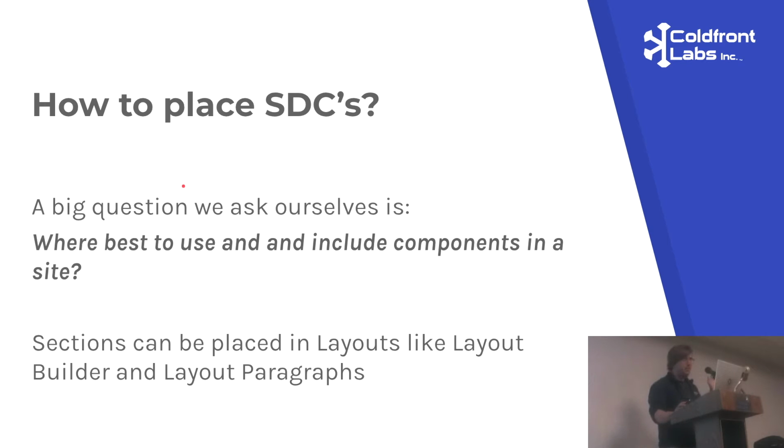A common problem that SDCs have had floating around is that we can make them, define them and make them available, but we sometimes have different opinions or are trying to figure out different ways of placing single directory components, because they're open and available to Layout Builder, but not always readily understood how to include them. We know that we can have them be available as sections, so we can place them into Layout Builder, but we can also place them into layout sections, basically anywhere there's the layout API.